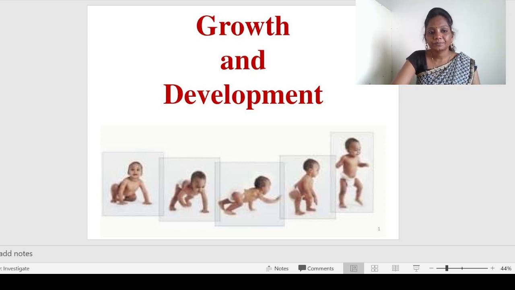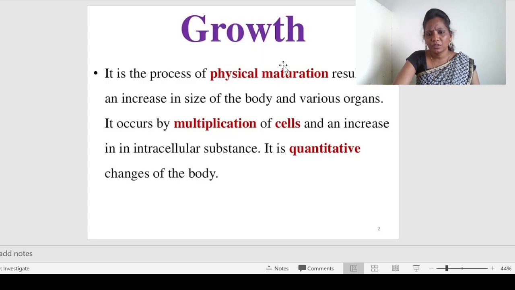So we'll see what is growth. They will say your child's growth and development is not good, your child is not up to the mark of normal weight. So what is actually growth? It is a process of physical maturity. Physically, what you can see and what you can measure is called growth.